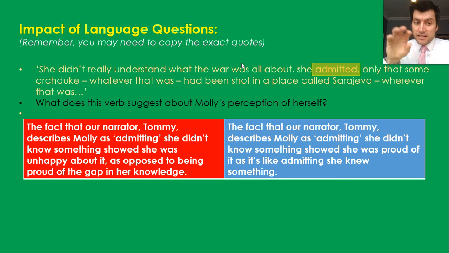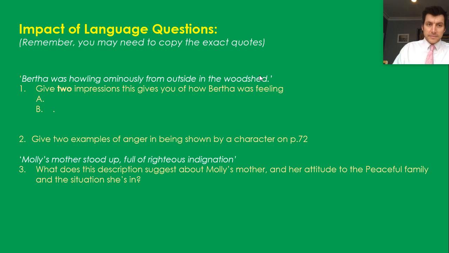So the fact our narrator, Tommy, describes Molly as admitting she didn't know something showed she was unhappy about it as opposed to being proud of it. If you're proud of it, you don't admit it. You own it. You want people to know you did it. If you admit it, you're saying, sorry, I shouldn't have done that, or sorry, I wish I'd done better. So admitting that verb shows me she's not proud of her, what we might say is her ignorance. She didn't know as much as you guys did about World War One and the Sarajevo and the issues relating to Archduke Ferdinand.